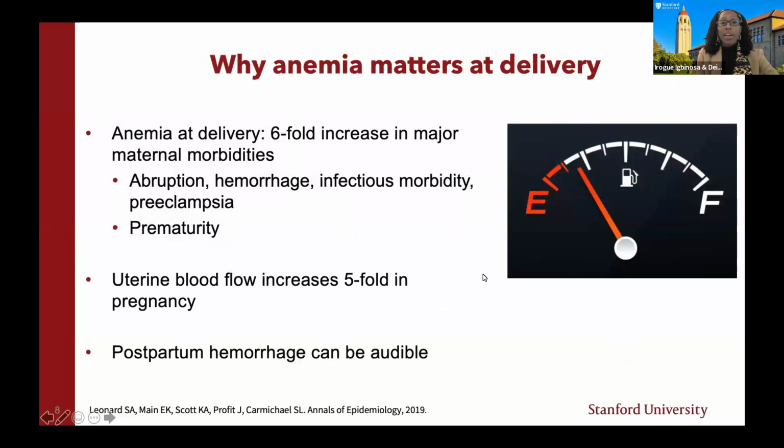And so why does anemia matter at delivery? We know that for people who have more anemia at delivery, there's a 6-fold increase in major maternal morbidities. That could be placental abruption, hemorrhage, infection, preeclampsia, prematurity. We also know that uterine blood flow increases about 5-fold in pregnancy. And postpartum hemorrhage can be audible, you can hear the blood loss, because think of it like wide holes in terms of bleeding from vessels. And so if you're starting at a lower level, then you're more at risk of getting to that severe range and severe consequences very rapidly.